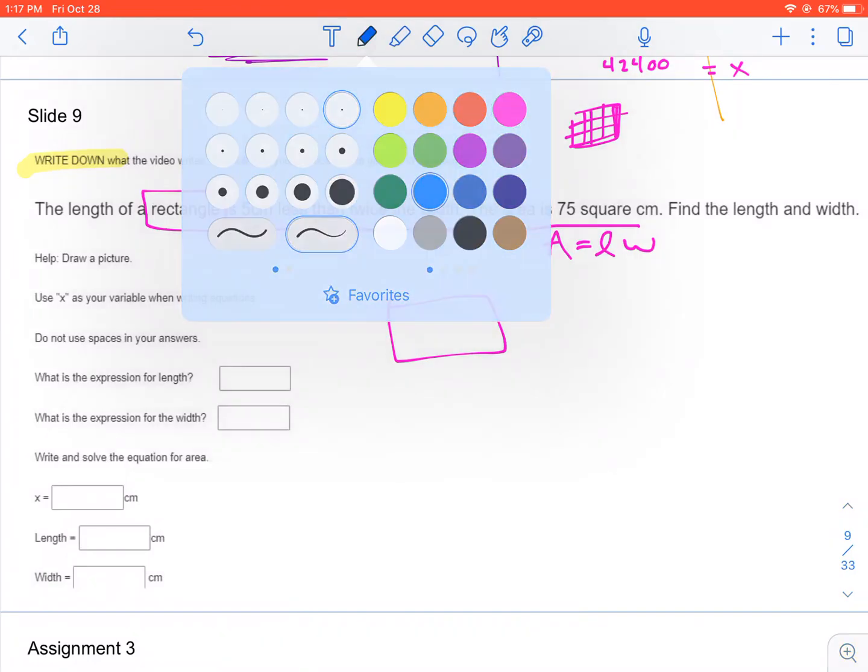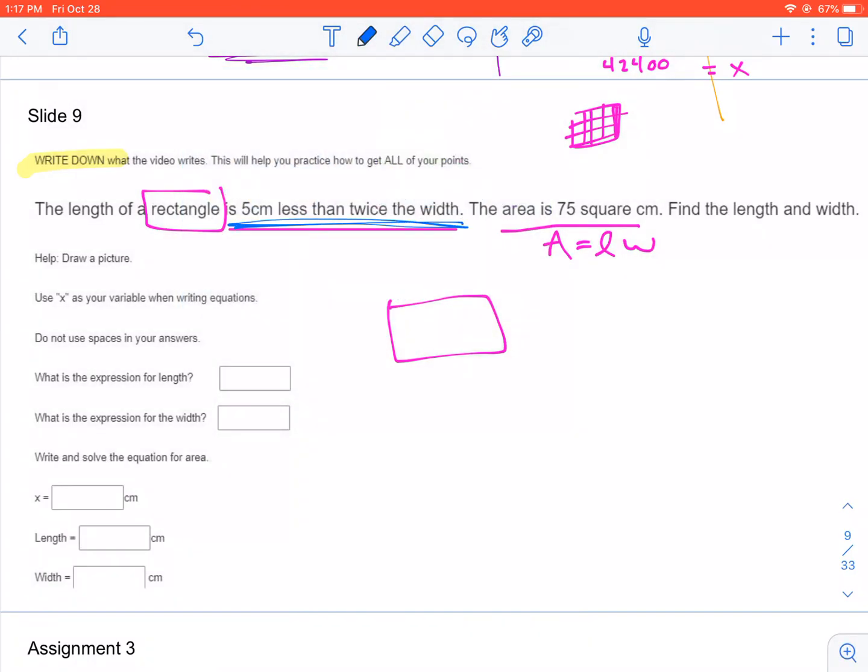Okay, now the next piece is going to be a little bit harder. We're talking about this 5 centimeters less than twice the width. And this is somewhere that people are going to commonly make mistakes. You have your 5 and then less than, subtract. 5 centimeters less than twice the width, and then twice the width is going to be this. Just for the sake of keeping things consistent again, I'm going to use x for width, so that this is not correct.